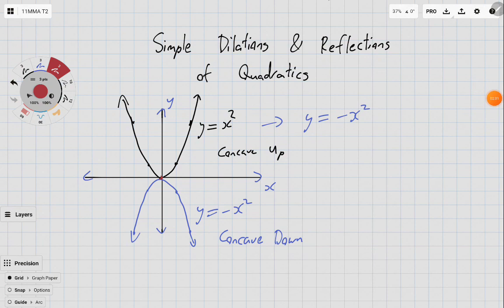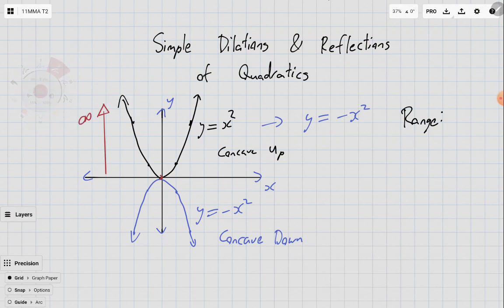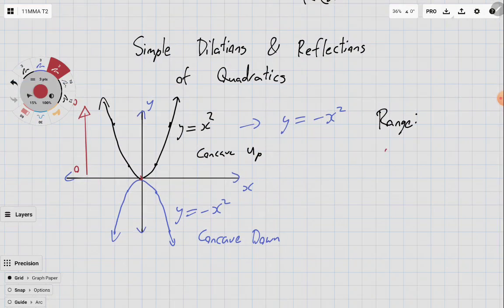However, something more crucial has changed. What's the range of this function? Remember the range being the stretch in which the y values are possible. So if we just look at the black function, the smallest value it could be is 0, and the highest value it could be is infinity, right? So it's everywhere from 0 to infinity and beyond. So we can say that y is in the range of 0 up to infinity.